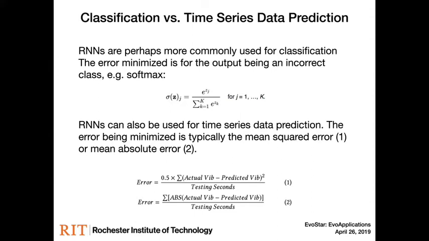Next, since we're using recurrent neural networks, they're commonly used for classification type problems, but I just want to mention that recurrent neural networks can be used for time series data prediction as well, which means we're optimizing for mean squared error or mean absolute error. In this paper, we use mean squared error. The data sets we're using are going to give us regression problems, which are quite difficult.